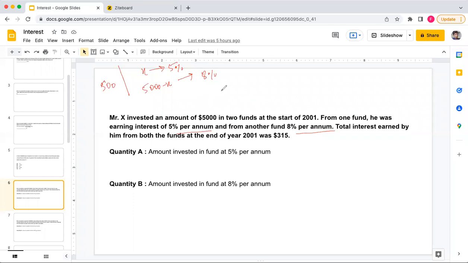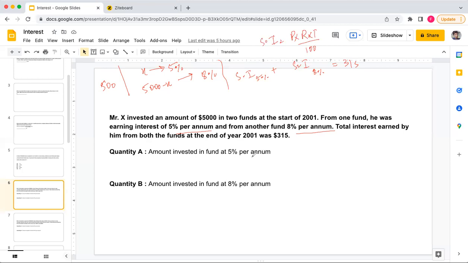Okay. And the result of the addition of simple interest by both of these is 315. So what is the simple interest earned by first? Let's write this way: simple interest for 5% plus simple interest for 8% is equal to 315, right? And what will be the simple interest for 5%? First of all, tell what is the formula for simple interest? That is principal amount into rate of interest into time divided by 100.